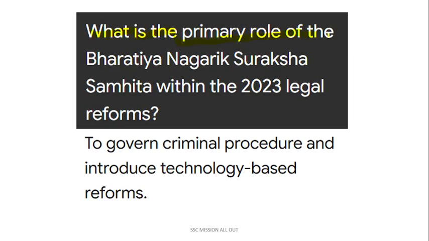What is the primary role of the Bharatiya Nagrik Suraksha Samhita within the 2023 legal reform? To govern criminal procedure and introduce technology-based reforms.